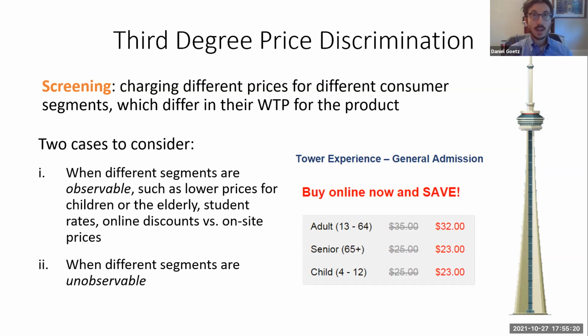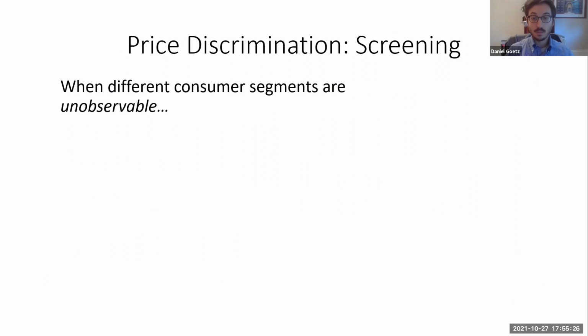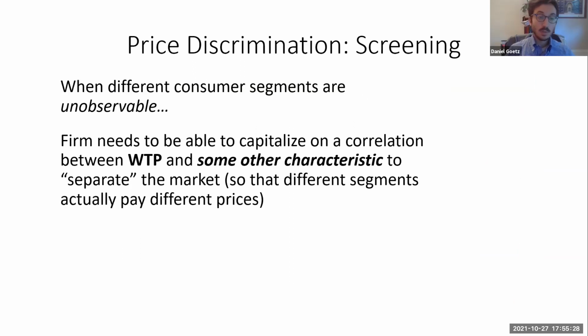So how do you actually get third degree price discrimination going when you can't observe the segments? What you need to be able to do is, like with the couponing example, capitalize on a correlation between willingness to pay and some other characteristic. So you can try to separate the market out so that different segments actually pay different prices.